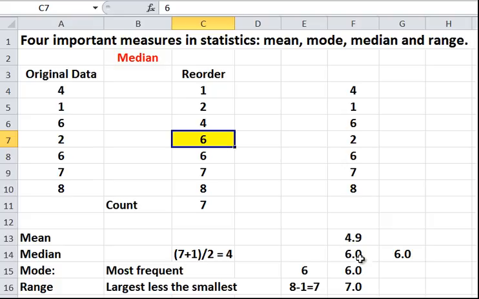If it's a large set of data, reordering it can be time consuming. So just use Excel. Enter it into Excel and use median and it'll work it out for you.